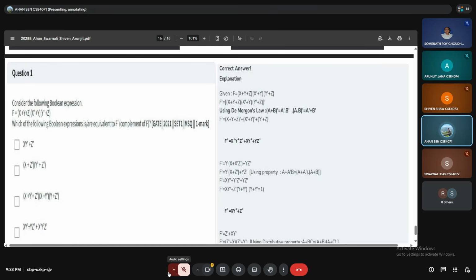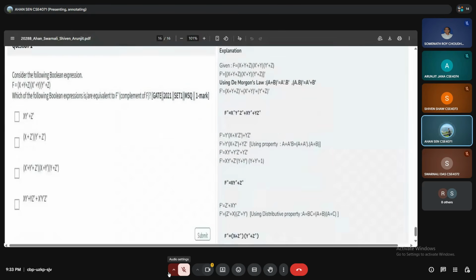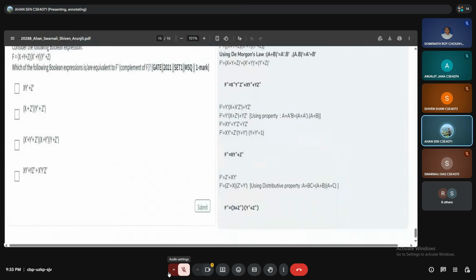Again, we take z bar common from the last two terms, and we get f equals x y complement plus z complement times y plus y complement. As we know, y plus y complement is equal to 1. So we get the final answer, f equals x y bar plus z bar. Using the distributive property, we can write f bar equals z complement plus x, into z complement plus y complement, which is the minimization form of the DFA.